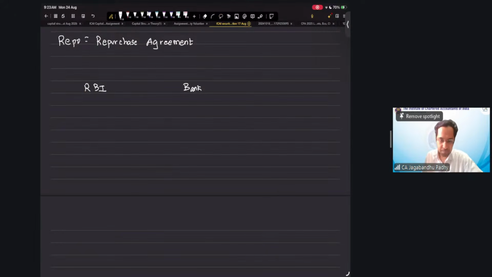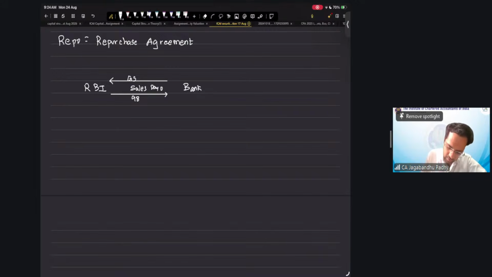Suppose in a repurchase agreement, there is initially a sale. There is first a sale transaction. In the sale transaction, the banker gives government securities to RBI. RBI in turn gives the banker a value, let's say 98 rupees. And this is as on, let's say, day 0.